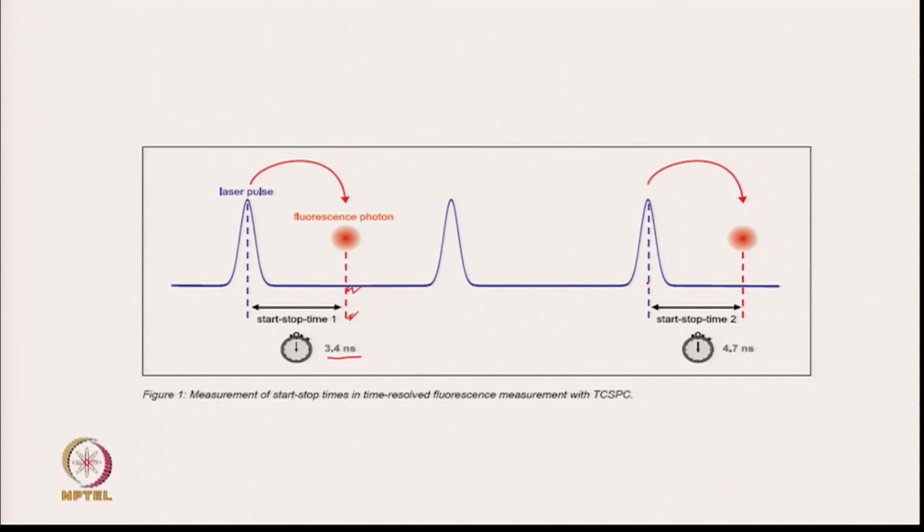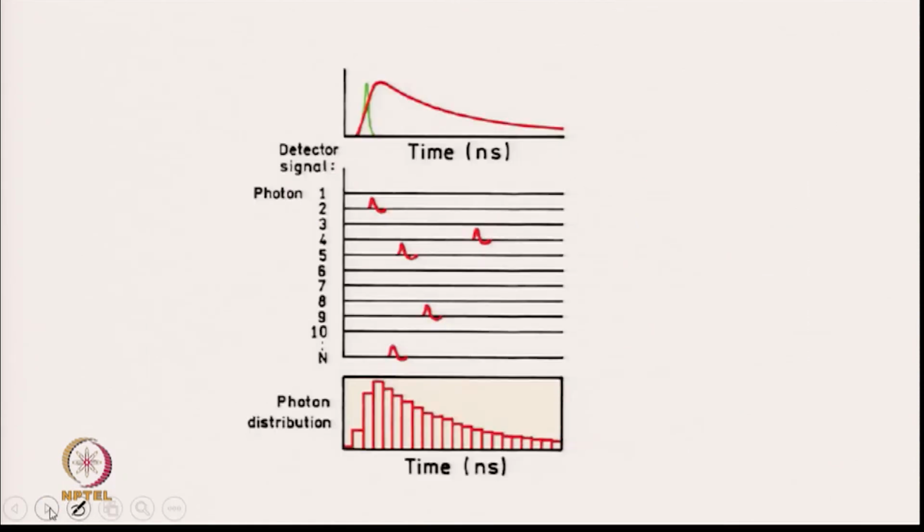Again I excited, so multiple excitation is going on. Again I excited and I did see a photon when the time gap between these two is 4.7 nanoseconds. So what we do is we repeat this cycle, and here you have the different cycles and when did you see the photon.